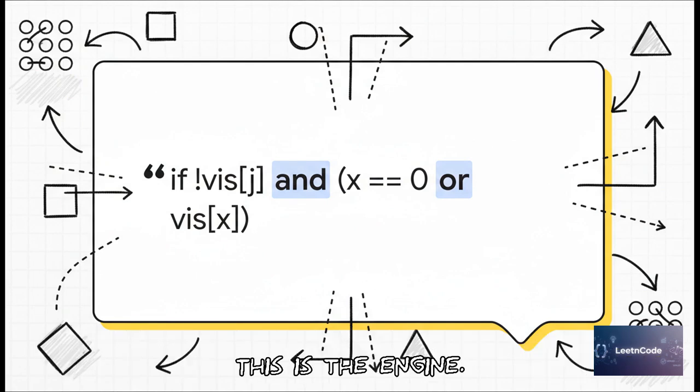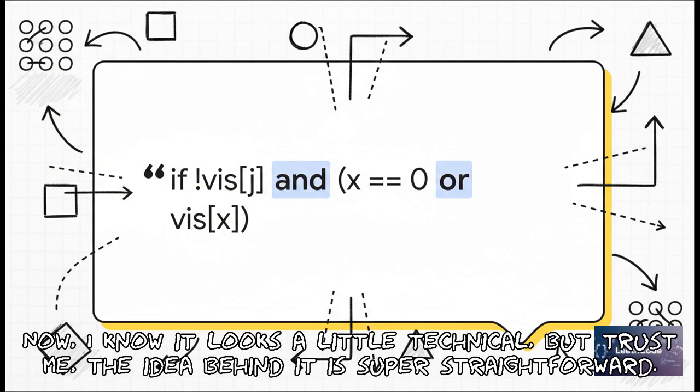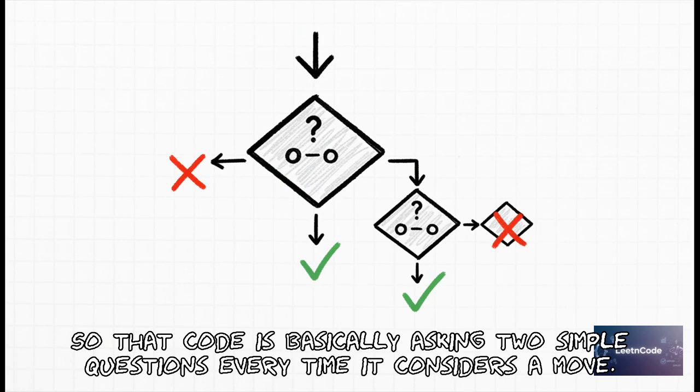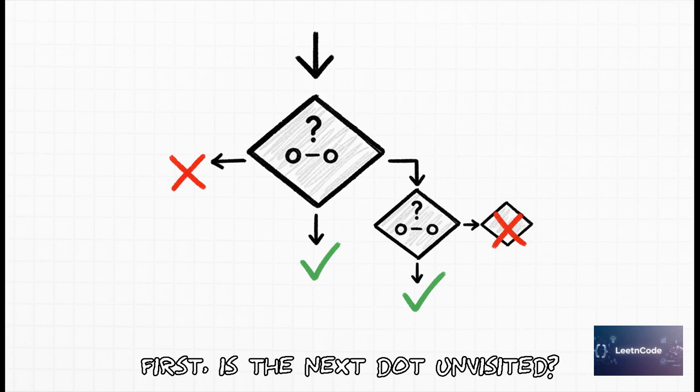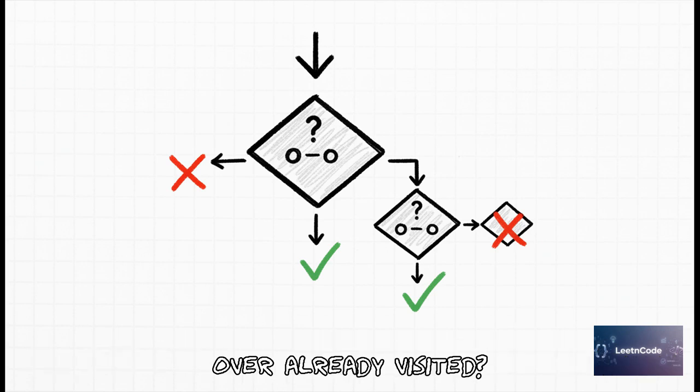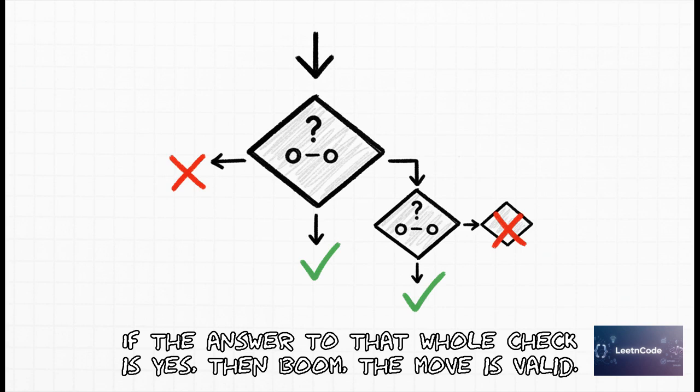This is it. This is the engine. Now, I know it looks a little technical, but trust me, the idea behind it is super straightforward. Let's break it down. So that code is basically asking two simple questions every time it considers a move. First, is the next dot unvisited? And second, is this path either a direct connection or, if it's a jump, is the dot I'm jumping over already visited? If the answer to that whole check is yes, then boom, the move is valid.